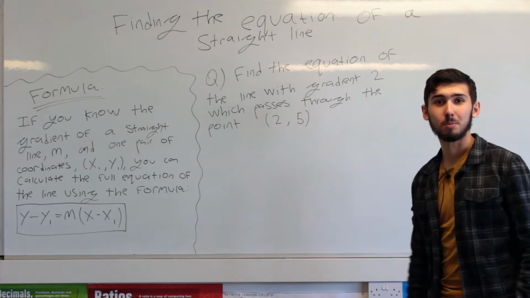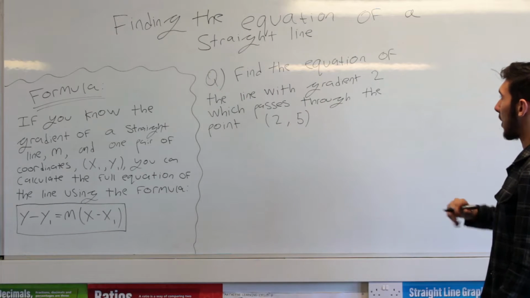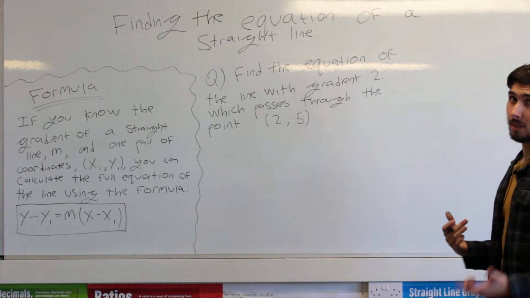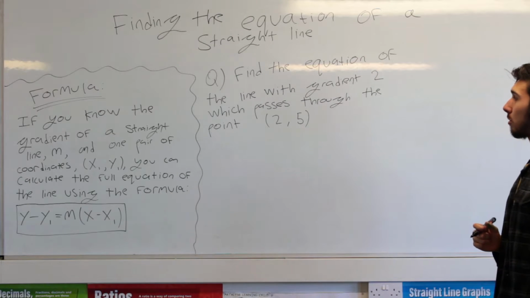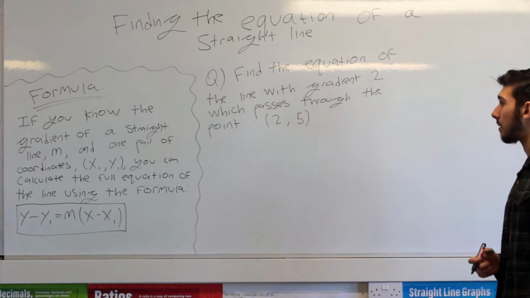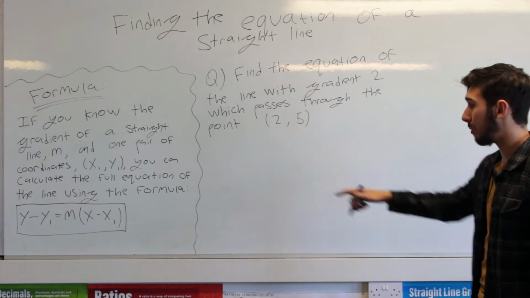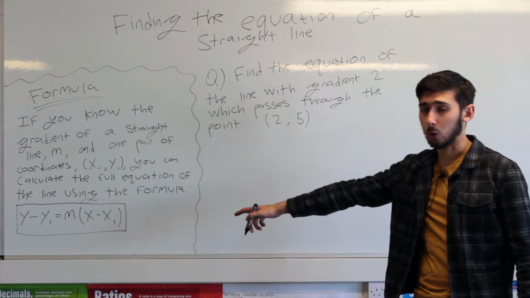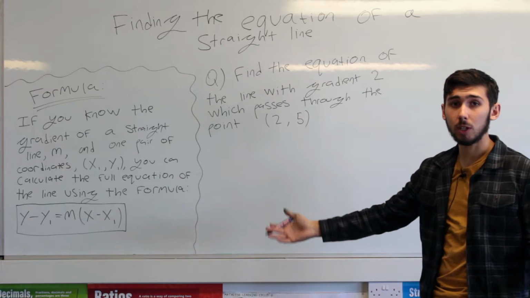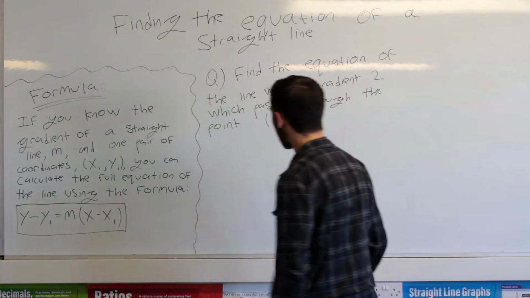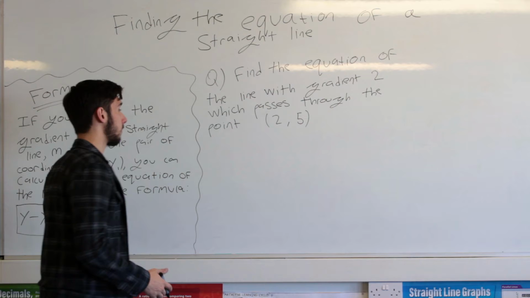Okay? So let's try out a question. Let's just go straight into it, guys. Find the equation of the line with the gradient of 2, so they're telling us the gradient, which passes through the point 2, 5. Okay, so guys, we just plug things into the formula. And remember, you will need to rearrange this equation when you plug things into this formula. You'll need to rearrange it, but it shouldn't be too difficult. So let's just give it a go.